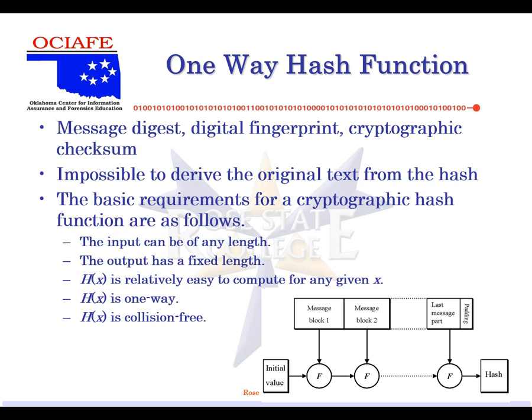Input, and we want input to be any length, but the output has to be a fixed length. So if I'm encrypting a letter to my mother, the Bible, or the Encyclopedia Britannica, no matter what I'm encrypting, the results must be the same length. That's kind of cool. That's what they're talking about here. The output is the same length. Don't worry about the math behind it, but it's one way, and it's collision free.